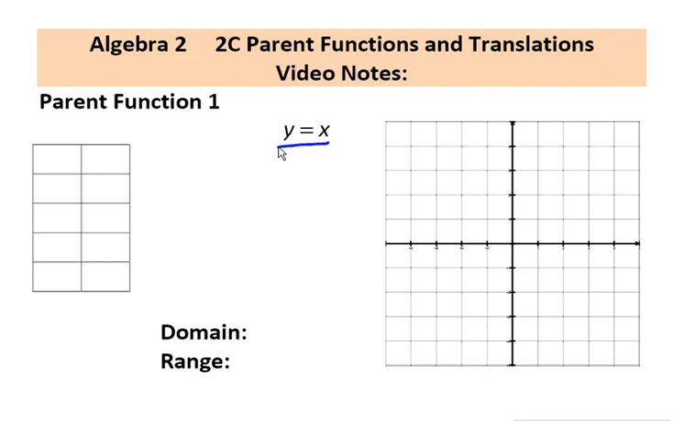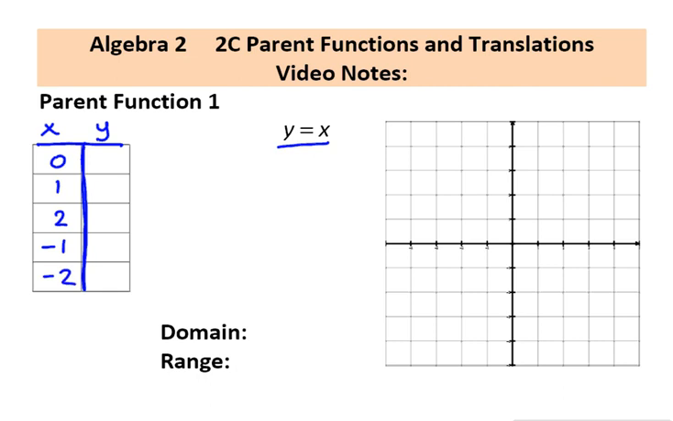So we'll start off here, and I'm going to make a t-chart. I will let this be x. This will be my y. And when I fill this in, I'm always going to fill in my x's the same way. I'm going to put a 0 in, 1, 2, and then I'm going to do -1 and -2.